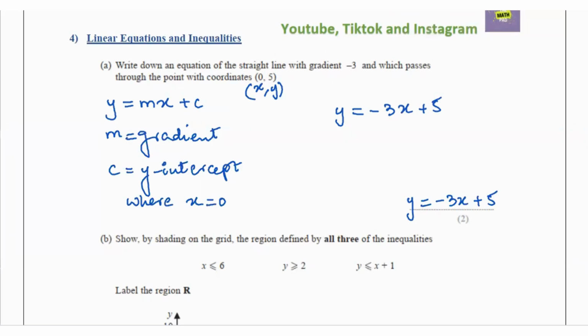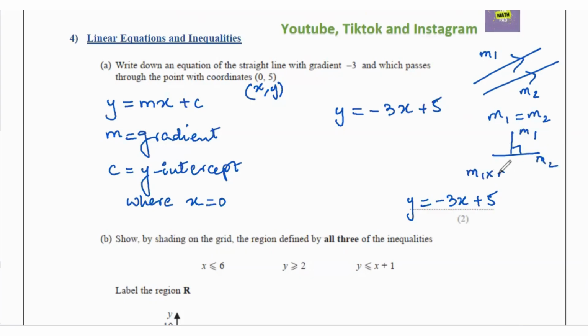In case they were talking about parallel lines or perpendicular lines: in parallel lines, the gradient of line 1 equals the gradient of line 2. So you use the same gradient. And in perpendicular lines, the gradient of line 1 times the gradient of line 2 is equal to negative 1. These are the two conditions you need to know about parallel and perpendicular lines when creating an equation, whether it's a simple question like this or a more complicated question for coordinate geometry.